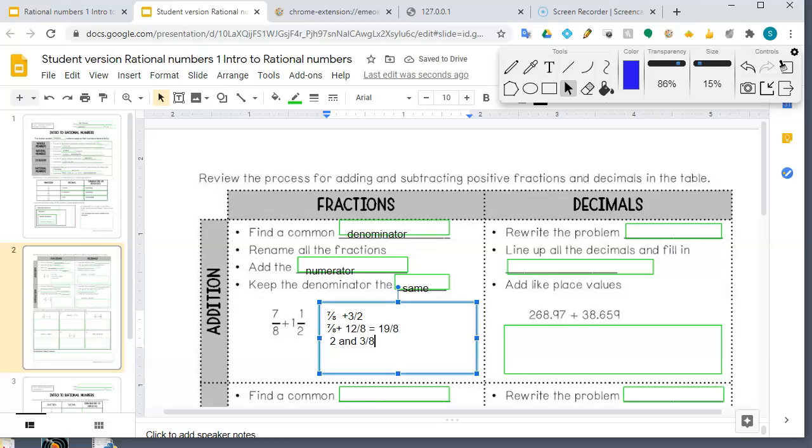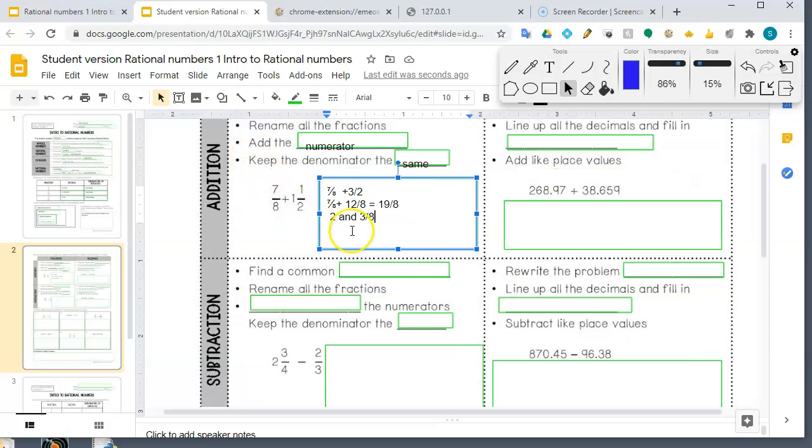Alright. Now let's talk about how we subtract fractions. So again, we find a common denominator. And this time we subtract the numerators and we keep the denominator the same. Alright, so let's look at this one. That's 2 times 4 is 8, 9, 10, 11. So that's 11 fourths minus 2 thirds.